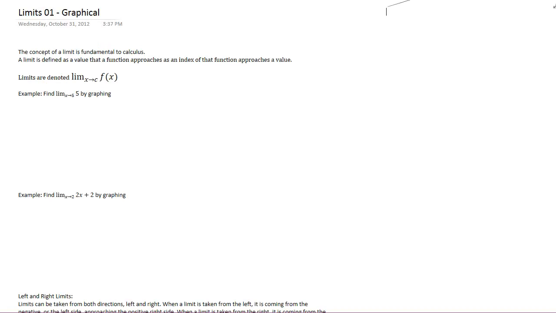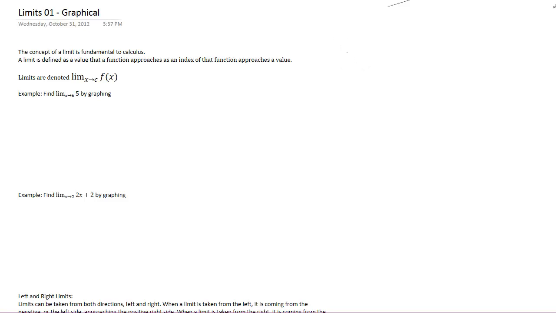Alright, our first lesson is going to be on something known as a limit, and limits are fundamental to calculus. Now here's a big fancy formal definition that we have here. I'll read it out to you. A limit is defined as a value that a function approaches as an index of that function approaches a value. Now that's just a big fancy way of saying that a limit is a value that you get as you get closer to a certain value.